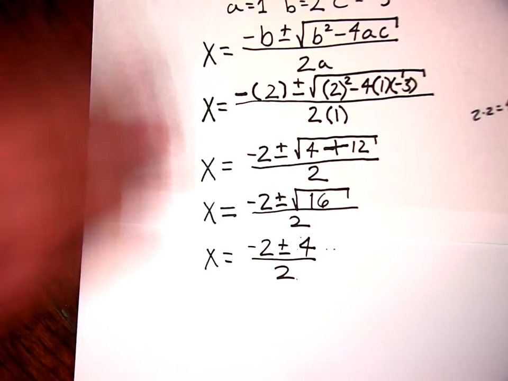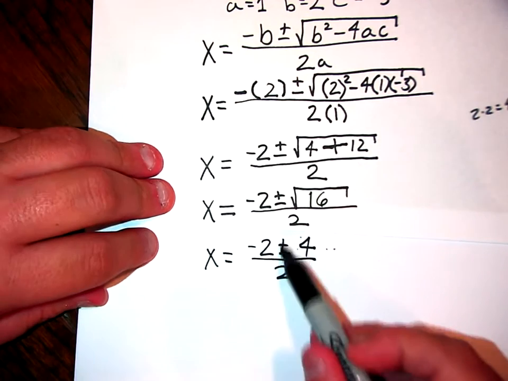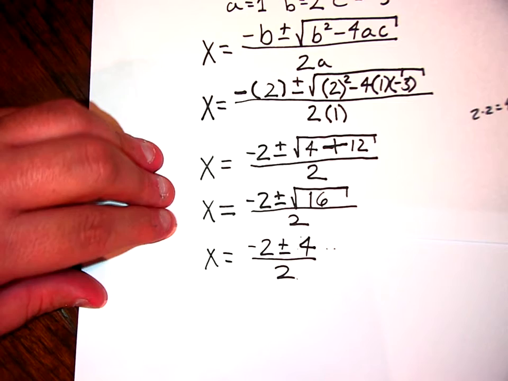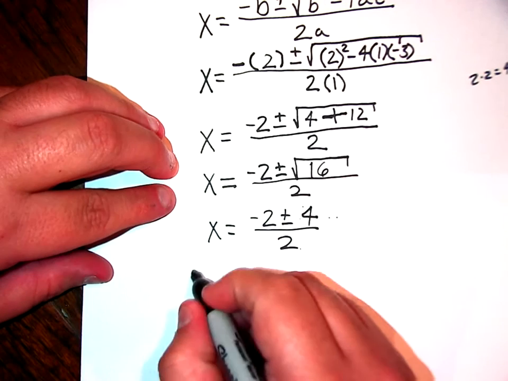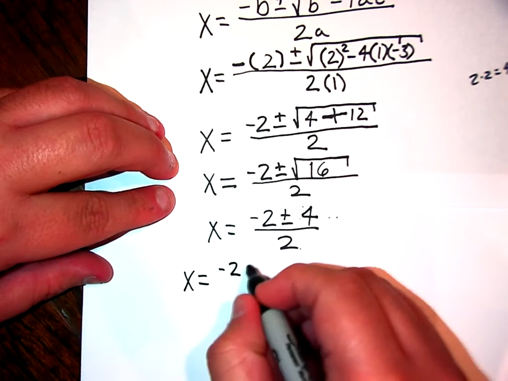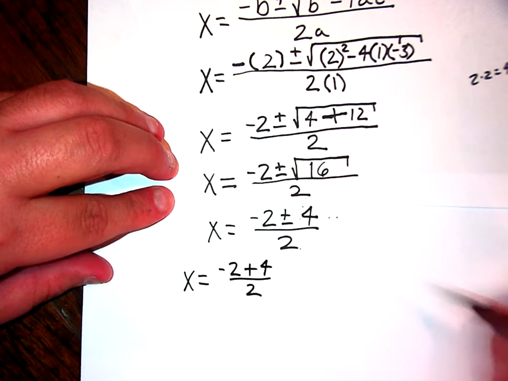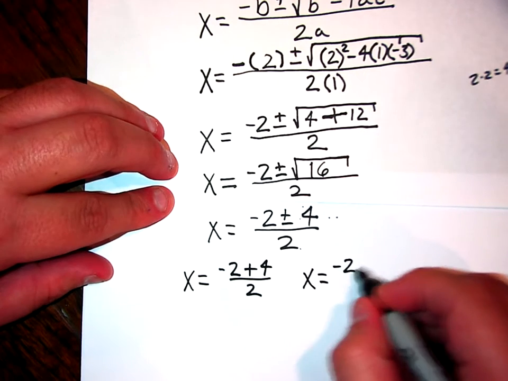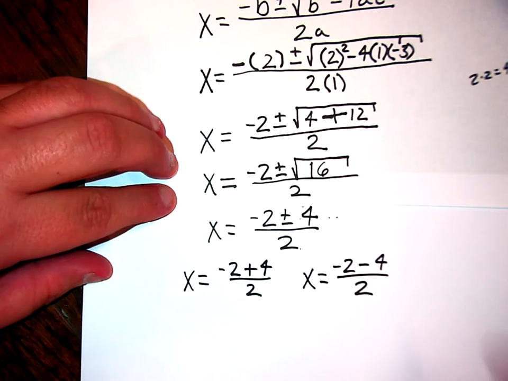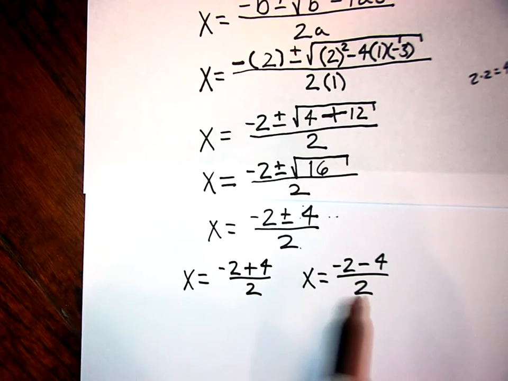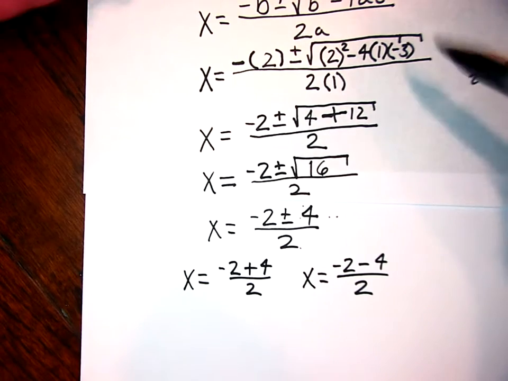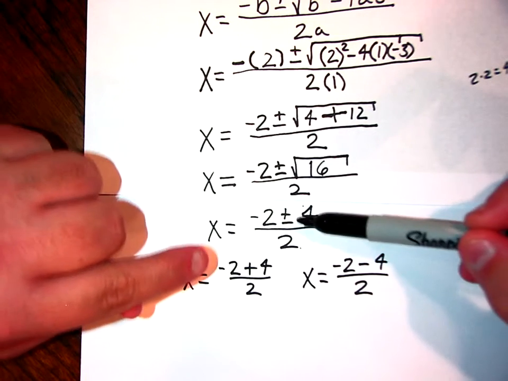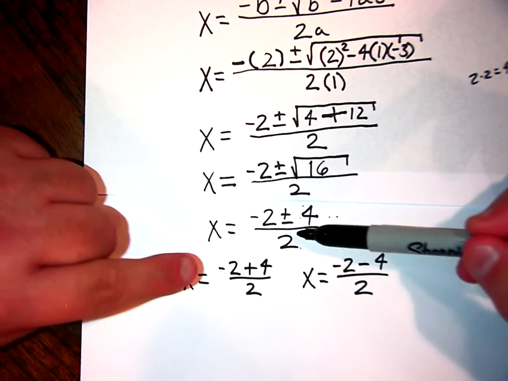Well, that's where this funky little plus or minus sign comes in here, because this is actually 2 expressions. The first expression is going to be x equals negative 2 plus 4 over 2, and the second expression is going to be x equals negative 2 minus 4 over 2. So that's how I'm going to get my 2 different answers. Once we've simplified it enough, we can actually split this, and one of the equations is going to be a positive, and one is going to be a negative.